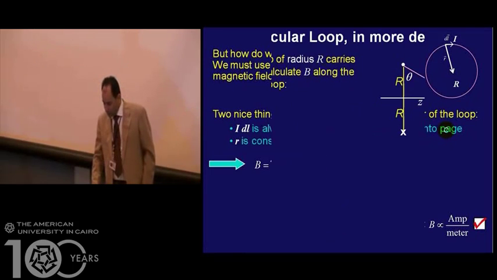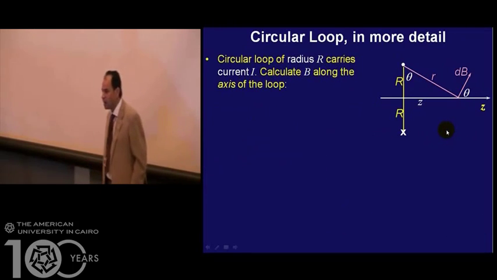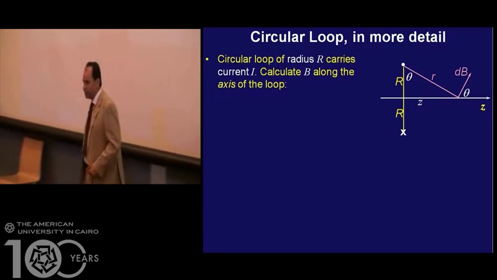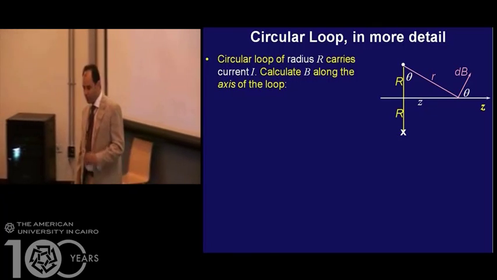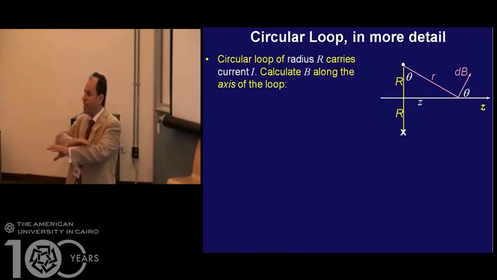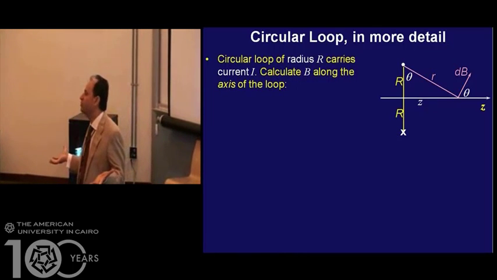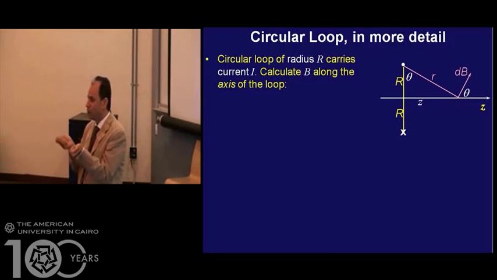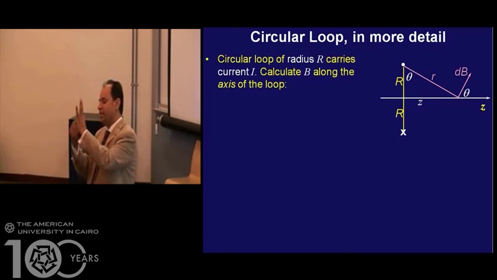Okay, guys, it's more interesting actually. What we did now: we took a wire, an infinite wire, and we calculated the magnetic field from an infinite wire. Then we took a wire and bent that wire in the form of a circle, and we found the magnetic field in the center of that loop.